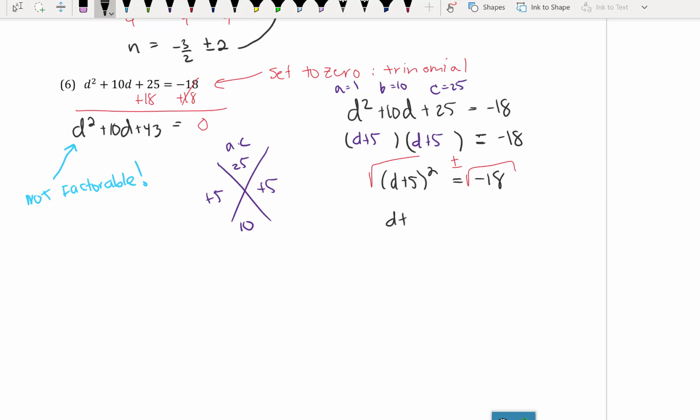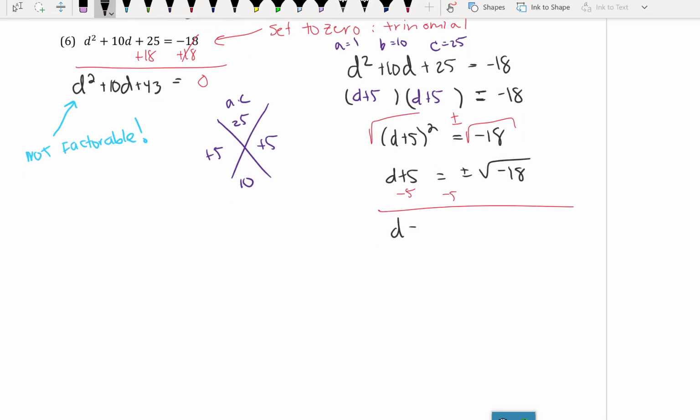So that D plus 5 is equal to plus or minus the square root of a negative 18. And now I can subtract 5 from both sides. So that D is equal to a negative 5 plus or minus the square root of a negative 18. And because this is negative, that's going to be my imaginary. So D is equal to a negative 5 plus or minus i root 18.